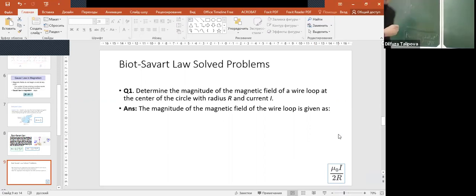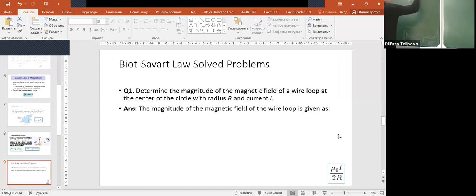And we should find the magnetic field of the wire loop at the center of the circle with radius R. We have such a circle here, and the radius of the circle is equal to R. We should find the magnetic field at the center of the circle here, B. Okay, so we use this equation to find the magnetic field.